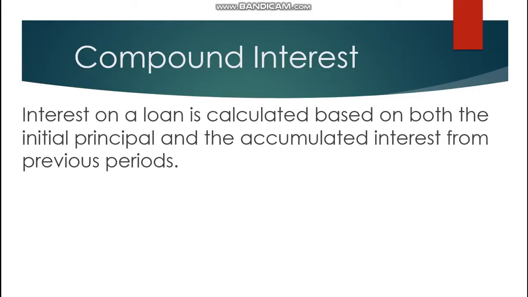Compound interest: interest on a loan is calculated based on both the initial principal and the accumulated interest from previous periods. So, ibig sabihin, ang pag-compute ng ating compound interest is based from the principal plus yung accumulated interest from the previous period. So, yung first term, ang magiging base ng interest natin is just the principal.